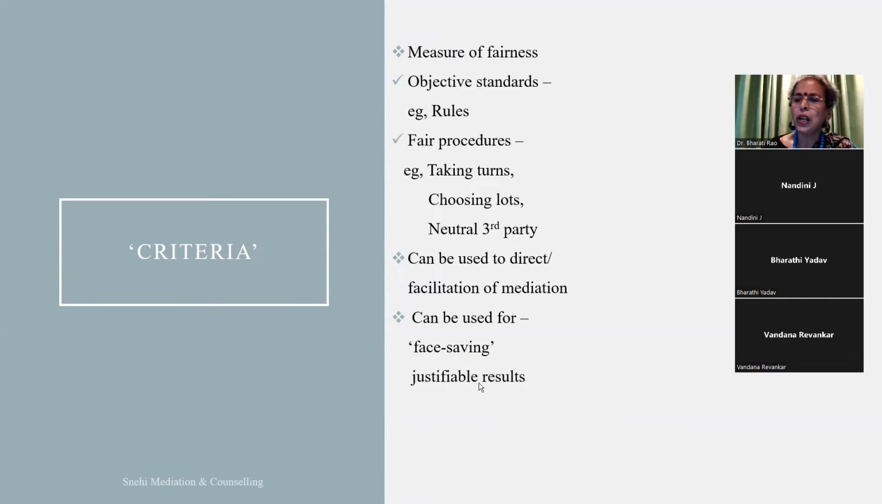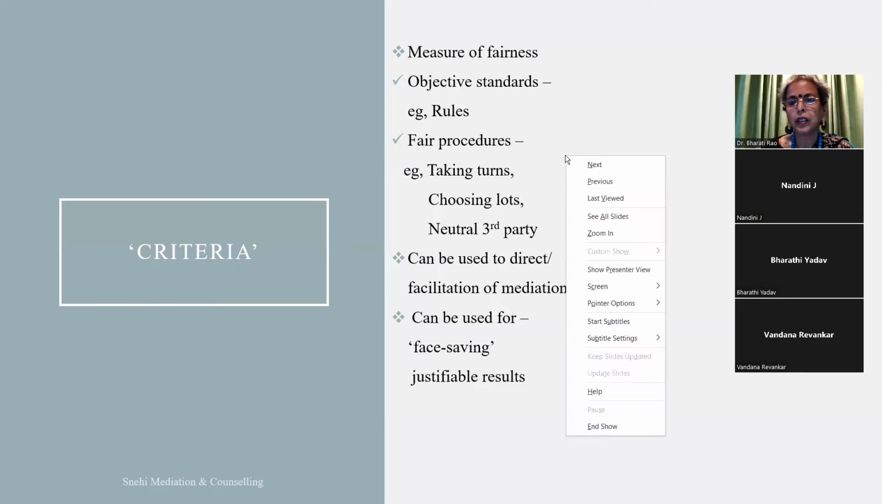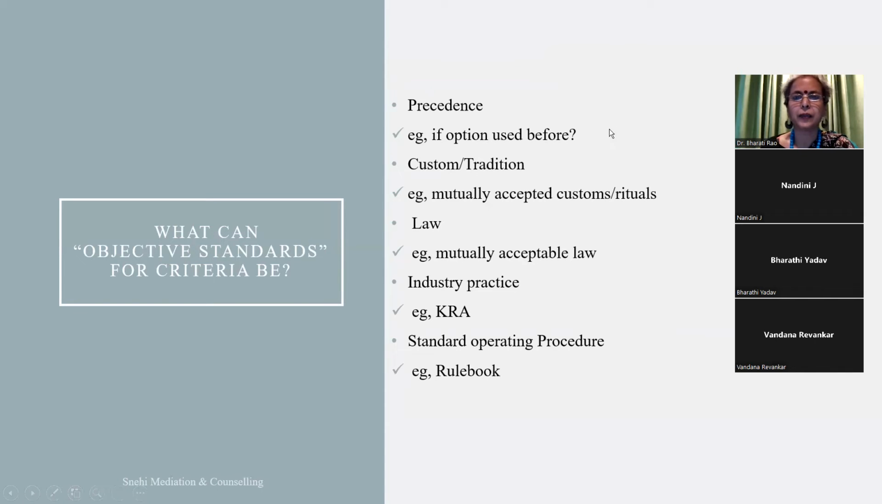anything. For instance, there can be benami transactions, like two people say, okay, I'll give you this, you give me that, and then we do the registration. But then, can it have validity? No. Now, going by these objective standards and following the rules, it gives credibility and justifiability to the results. So we'll see how the criterion is put in place.